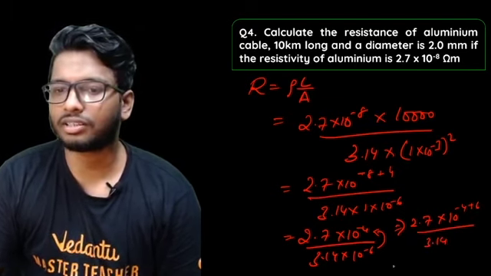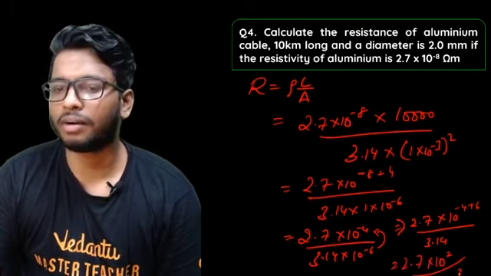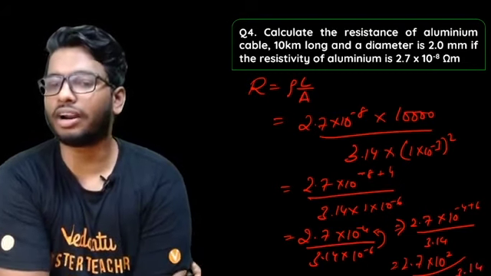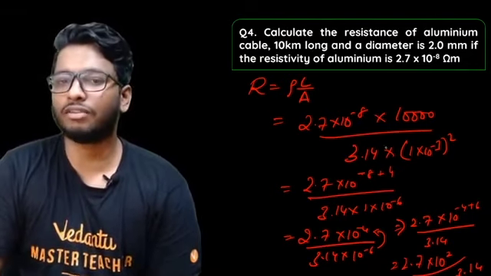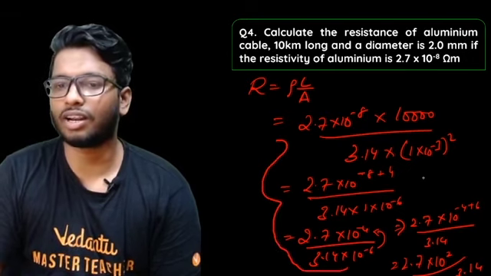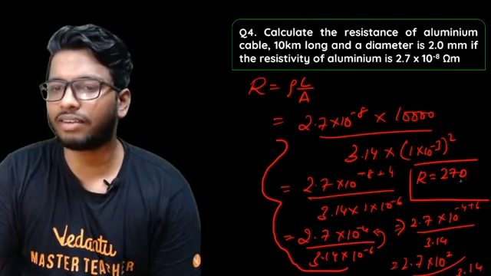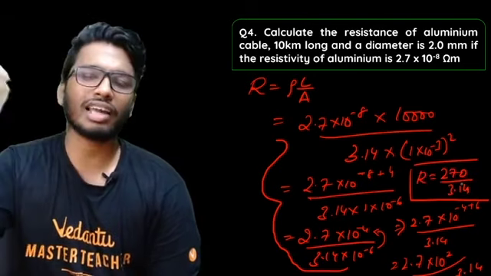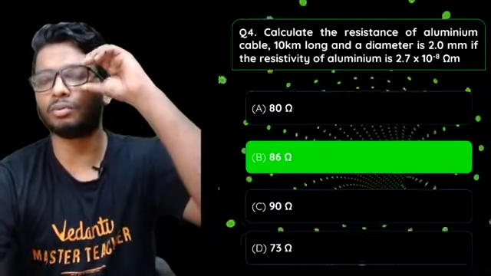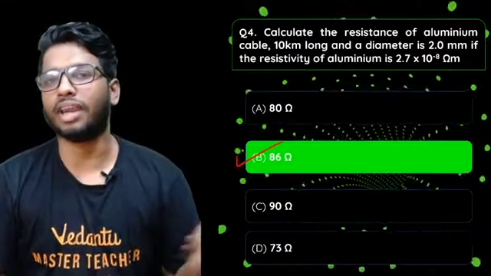So what do I get? It'll be 2.7 into 10 to the power 2, whole divided by 3.14. So if you do the calculation, that'll be 2.7 into 100, so that's 270 divided by 3.14. I'll get R is equal to 270 divided by 3.14. If you calculate this, you'll get around 85.98. You can just round it off as 86. So the answer to this question would be 86 ohms.